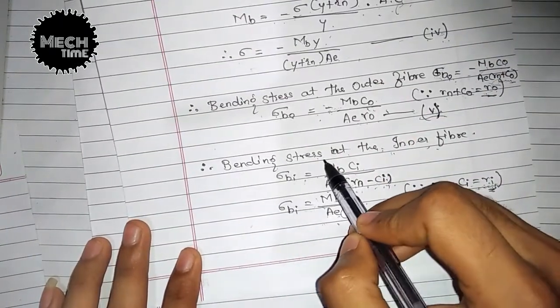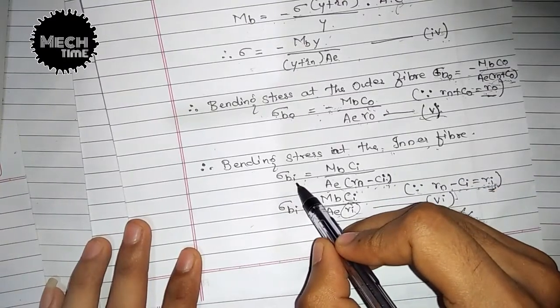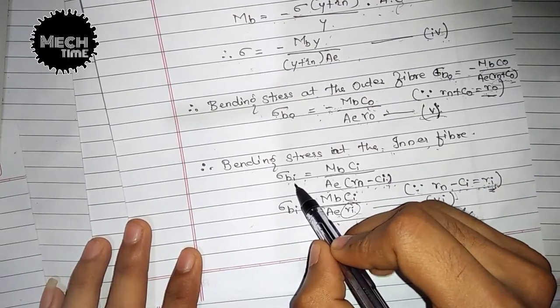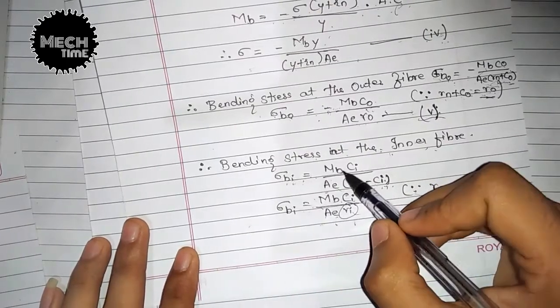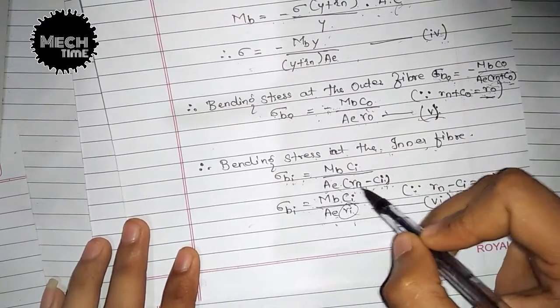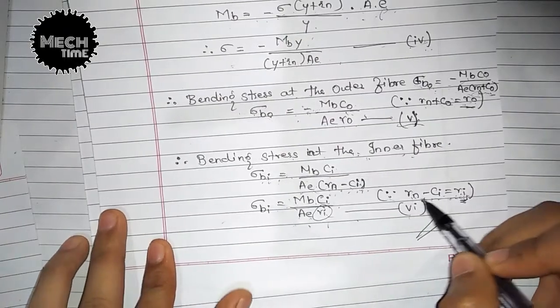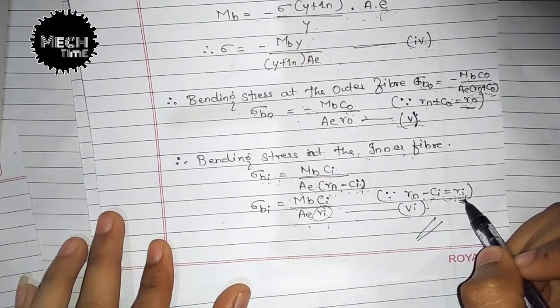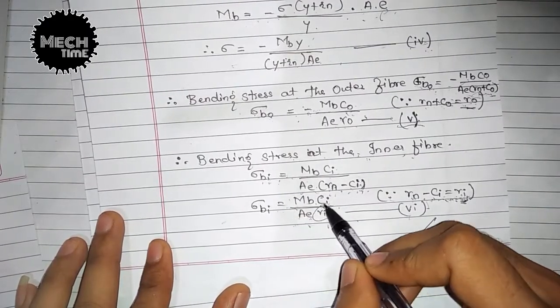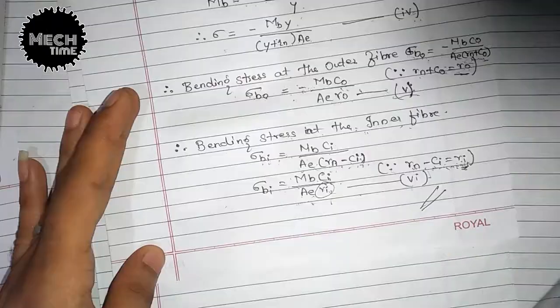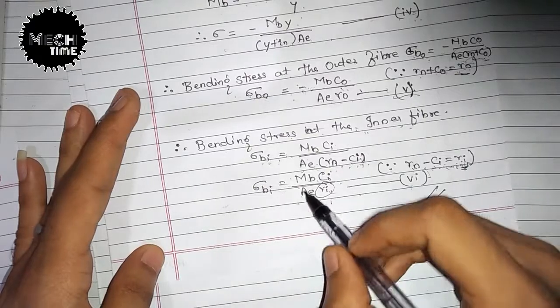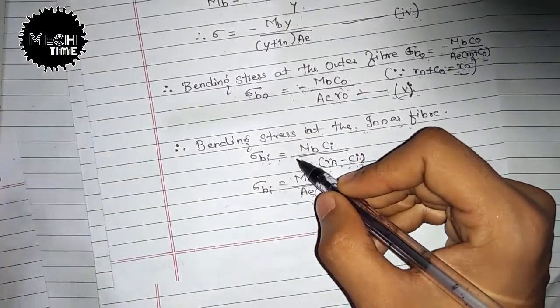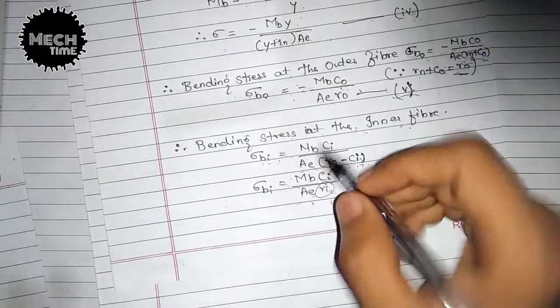Now we'll move to the next, that is bending stress at the inner fiber. So this is sigma bi. Sigma bi is nothing but the bending stress at the inner fiber. Sigma bi is equal to Mb ci by A e rn minus ci, where rn minus ci is nothing but ri. Okay, rn minus ci is equal to ri. So substitute in this, where ci is, as I told, the distance from the neutral axis to the inner fiber. As you can see, I have taken a positive sign because it is a tensile stress, so hence positive sign. So this is up to this only.